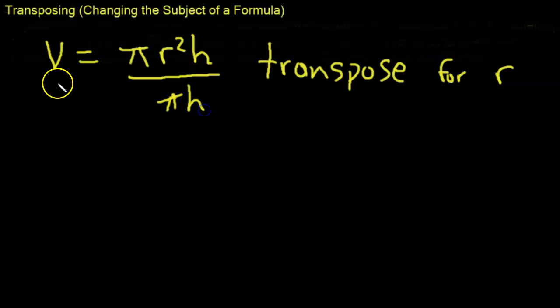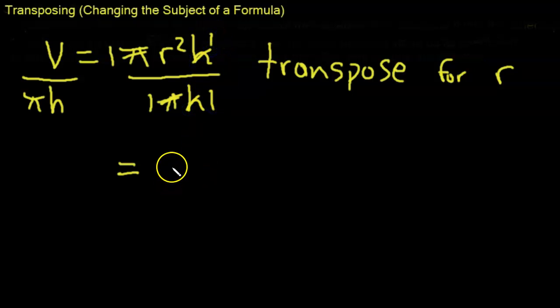And now we have to do the same thing to both sides. So divide by pi h. This formula here is the volume of a cylinder, pi r squared h. So pi into pi, that's 1, and h upon itself, that's 1, right? So we are left with r squared, and then we have v over pi h. So r squared is equal to v over pi h.